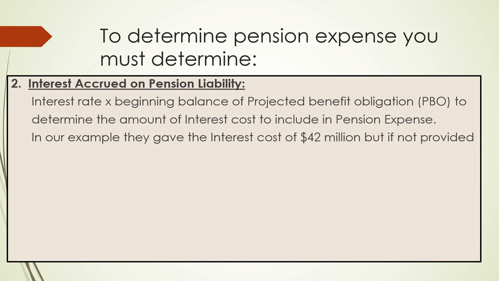Next, there is the interest accrued on pension liability. The interest rate times the beginning balance of projected benefit obligation, or PBO, determines the amount of interest to include in pension expense. In our example, they gave the interest cost of $42 million, but if it had not been provided, we would take the actuarial rate of 7% times the beginning balance in our PBO, and again, we would get the $42 million. So that would be how you would get that number if you were working a problem and they did not provide it.